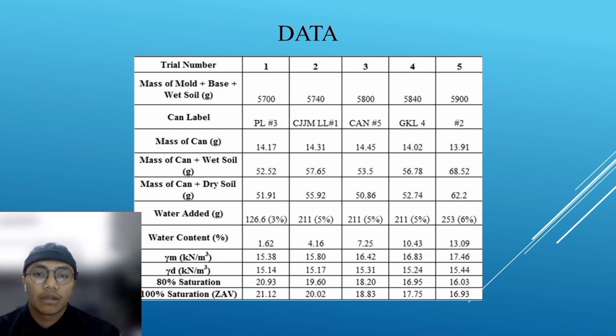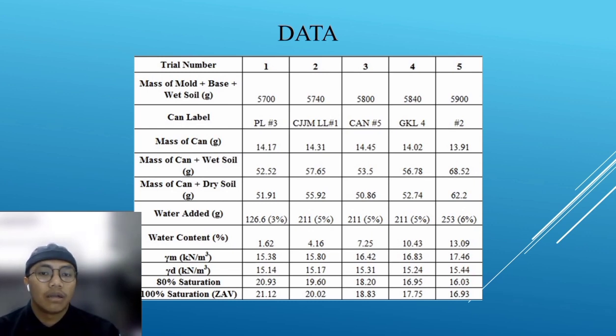52.52, number 2, 57.65, 53.50 for number 3, 56.78 for number 4, 68.52 for number 5. Mass of can plus dry soil equal to number 1, 51.91. Number 2, 55.192. And number 3, 50.86. And number 4, 52.74. And number 5, 62.2.